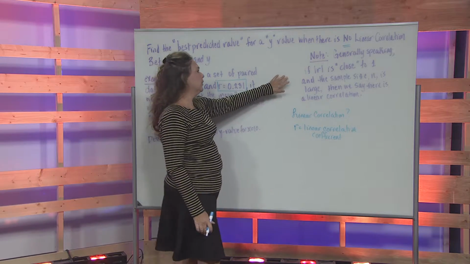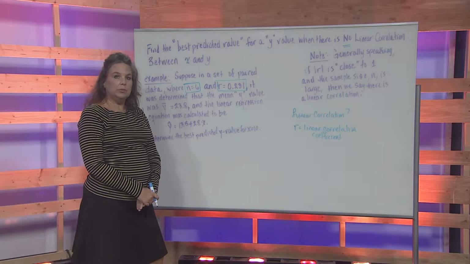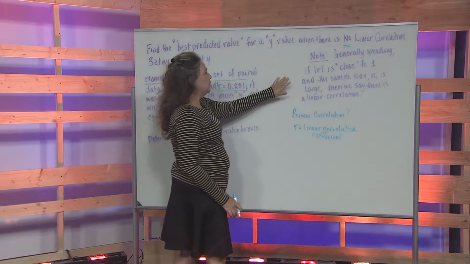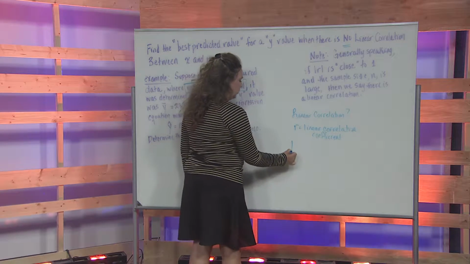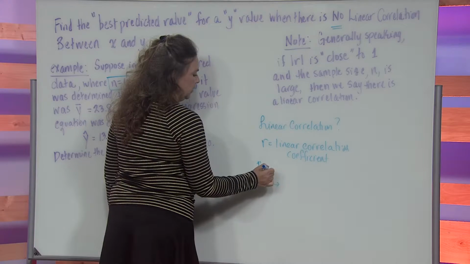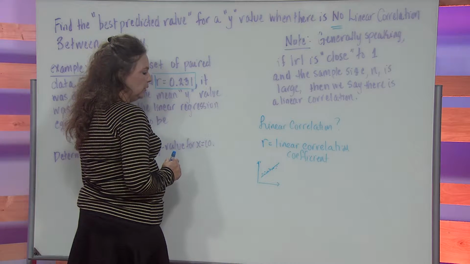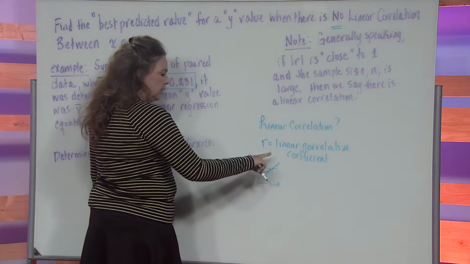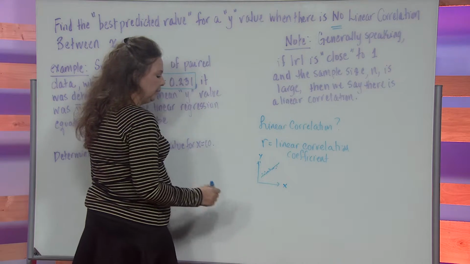And then I put a note over here. Generally speaking, if the absolute value of r is close to 1, then we say that there is a linear correlation. So we have a couple of different situations we can have with our paired data. It perhaps could look something like this, where the data is pretty close together, and it looks like there's a linear correlation, a line that goes through that data set. And that line's increasing as we read it from left to right. This is x, this is y.